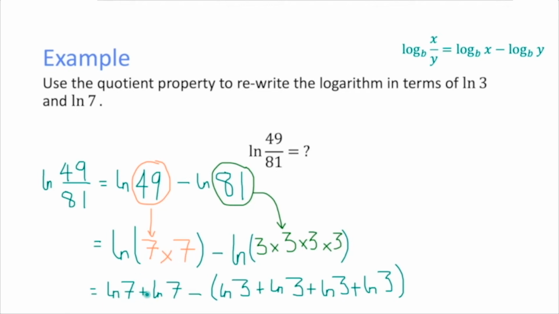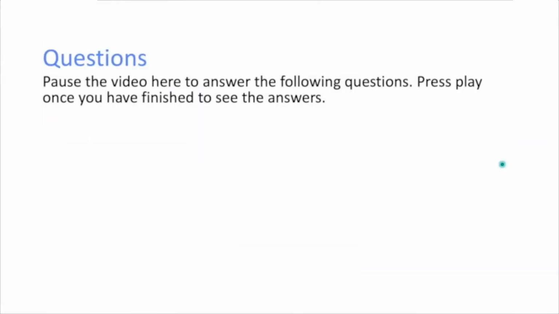So now we have ln 7 plus ln 7 minus ln 3 plus ln 3 plus ln 3 plus ln 3. So to get to our final answer, all we have to do is join the like terms together. So ln 49 over 81 is the same as saying 2 ln 7 minus 4 ln 3. So you've seen how to apply the quotient property in an example.